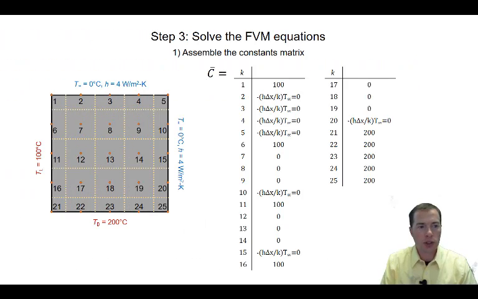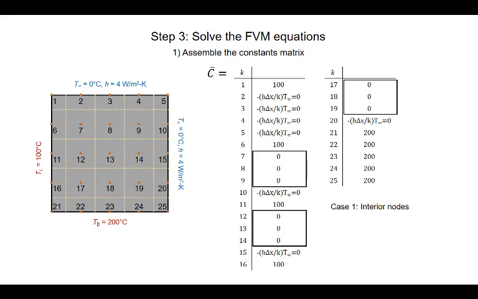We are now in a position to solve the finite volume method equations. The first step in solving these equations in the 2D case is to assemble the constants matrix. This is similar to what was done in the one-dimensional case, but here we have more equations to keep track of. I have repeated the numerical mesh, and in the table I have listed the constants for each node. There are 25 nodes and 25 equations. There are thus 25 left-hand sides. Let's look at each particular case of the equation that we encountered.